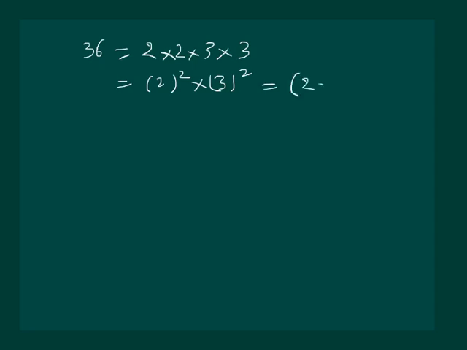Actually, what we are doing is, we had written 36 as 2 into 2 into 3 into 3. That is actually equal to 2 whole square into 3 whole square, or we can say 2 into 3 whole square. Now if 36 is equal to 2 into 3 whole square, that implies that under root of 36 is equal to 6.